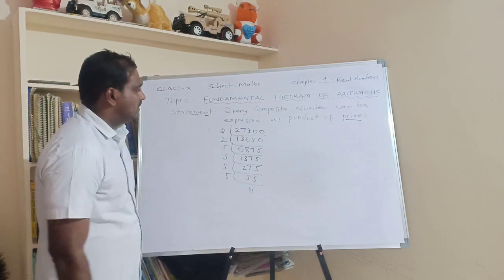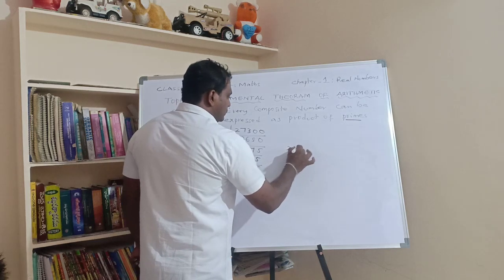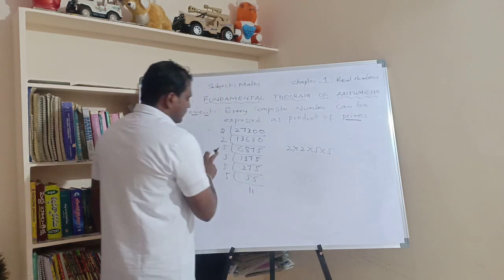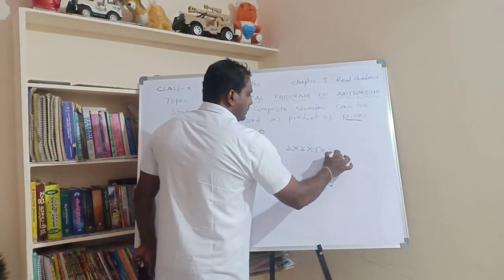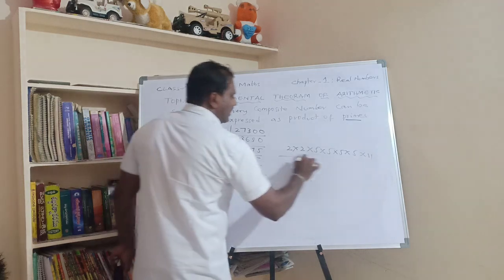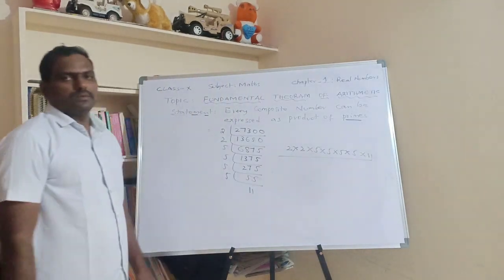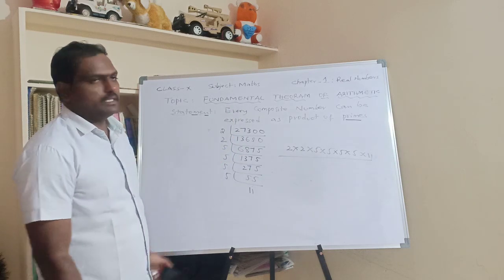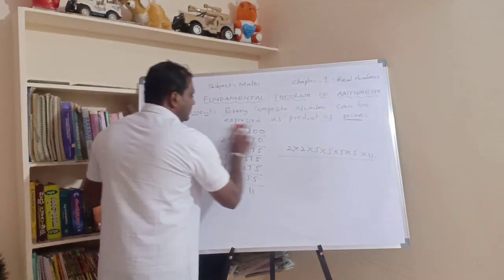5 11s. Now how can we write it? So 2 into 2 multiplied with 5 into 5, into 11. Look at this. All are prime numbers only. So this is an example for the given statement, right?